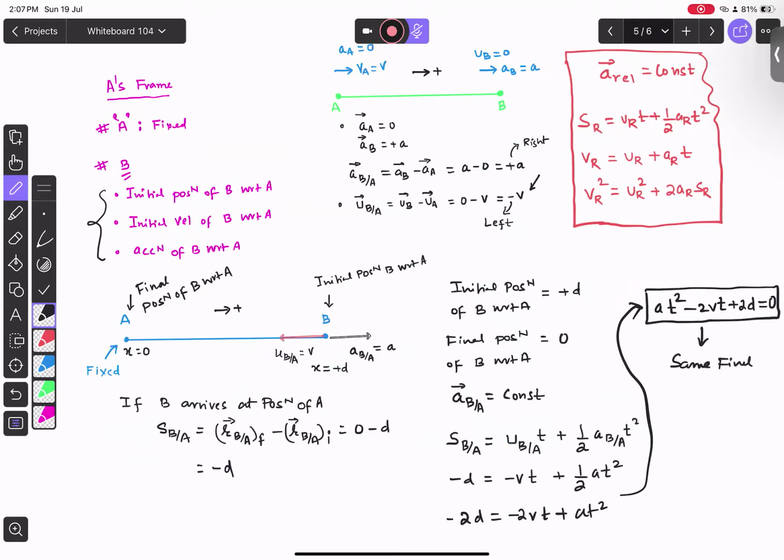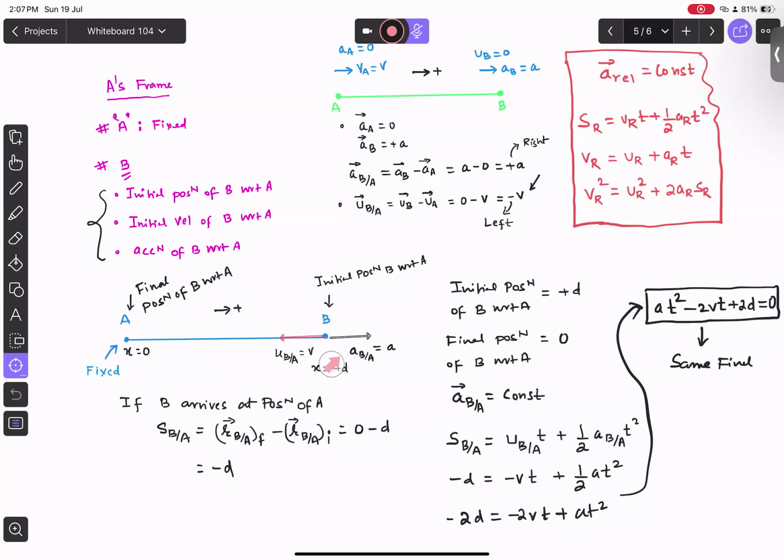I'll explain. Which part do you want me to explain? This black part or this red part? Okay, I'll explain. So we are sitting in the frame of A, thinking A is fixed, and providing B with relative quantities. B is at a distance d on the right hand side, and I have taken the right hand direction as positive. So where is B at t equals 0? What is its initial position?